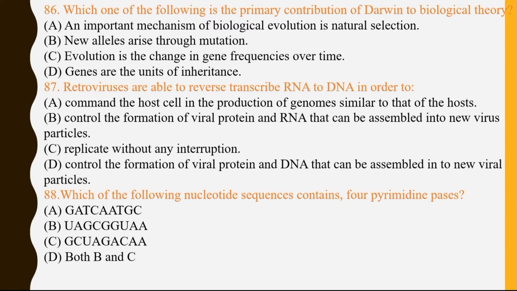Retroviruses release the RNA into the cell that they infected, and the enzyme reverse transcriptase converts viral RNA into DNA. They help control the formation of more viral protein and RNA that can be assembled into new virus particles. So in this process, choice B is the correct answer.